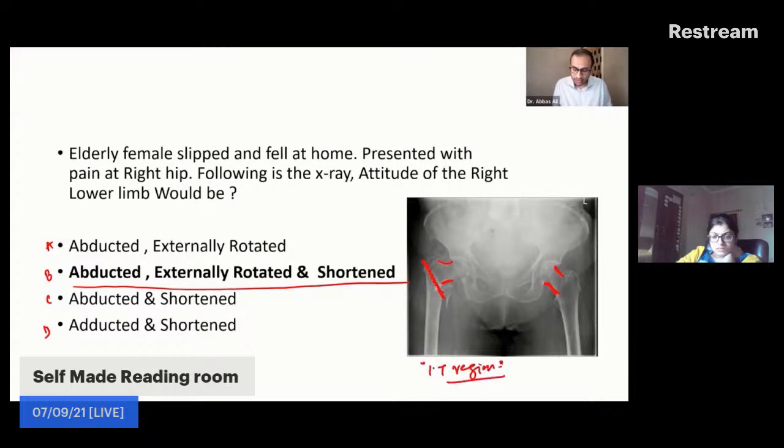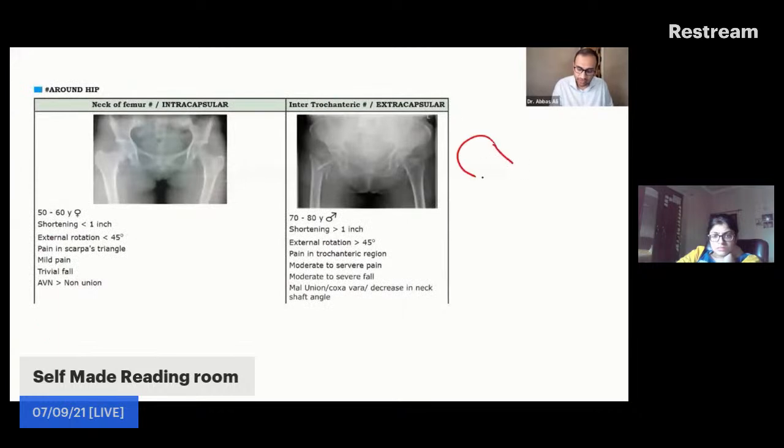Please, friends, do not get confused on the exam. Look at this. This is the head of the femur, neck of the femur, greater trochanter, lesser trochanter, right? So if the fracture is here, we call it neck fracture, neck of femur. If the fracture is here, we call it intertrochanteric fracture, right?